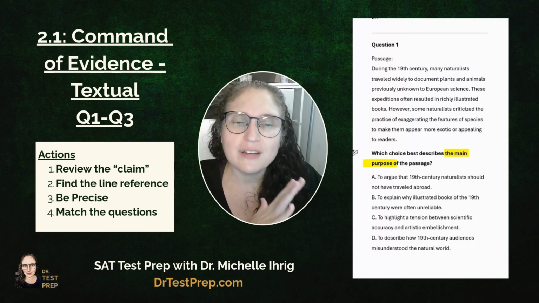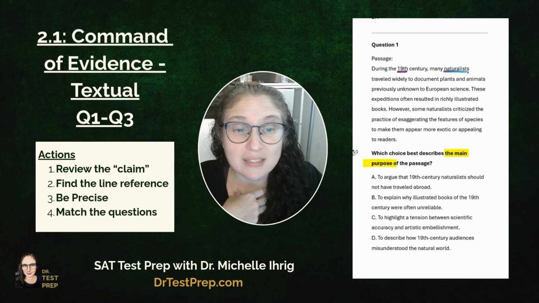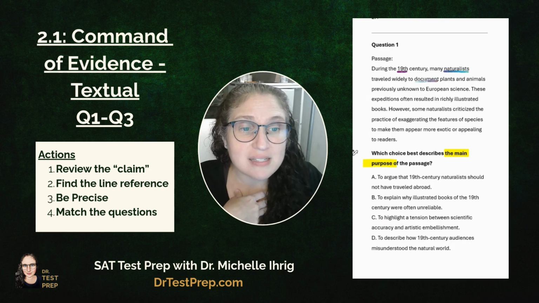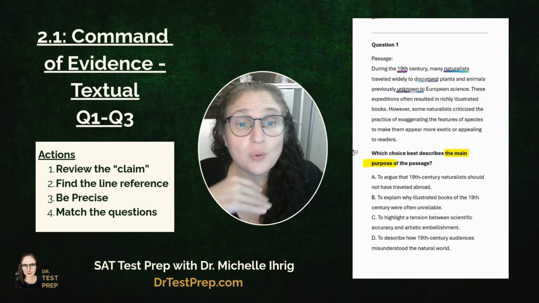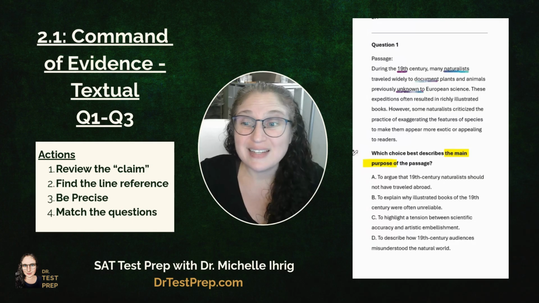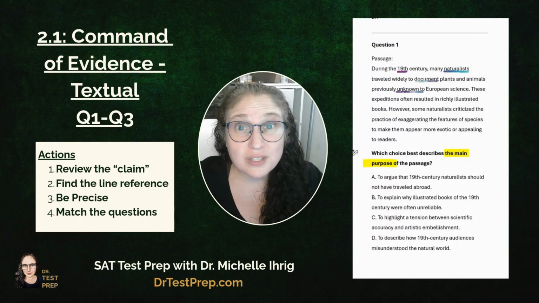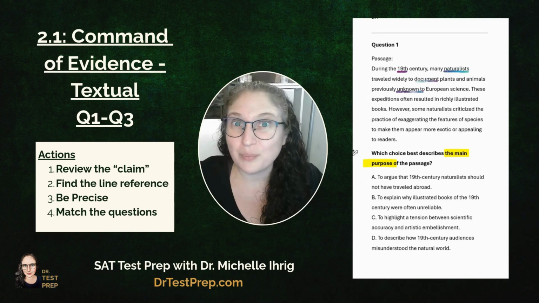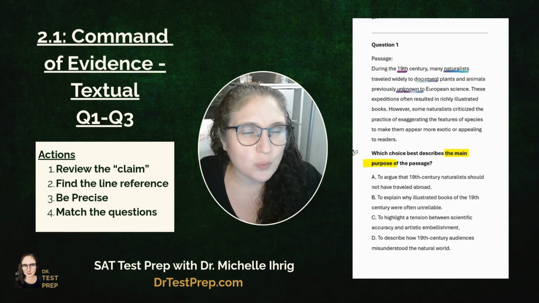So let's go ahead and look at what's important. So we know that during the 19th century, many naturalists traveled widely to document plants and animals previously unknown in European science. Why I underlined 19th century is it gives me a time frame, and I can see at a quick glance, 19th is in a lot of these answer choices. Then I underlined naturalist because I know that that's what we're talking about. I know the action that the naturalist did was to document, and they were documenting things that were unknown. So that's why I thought about those 4 words.